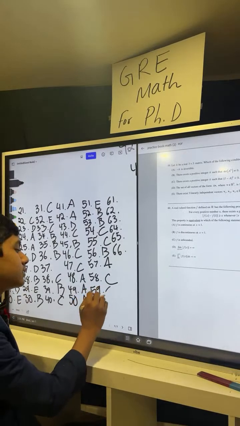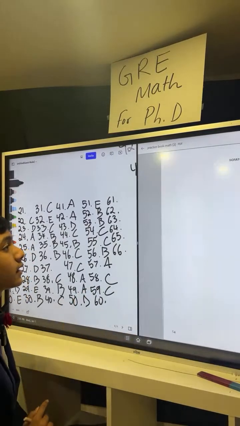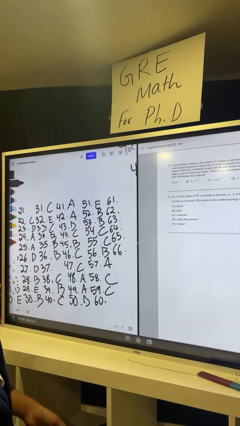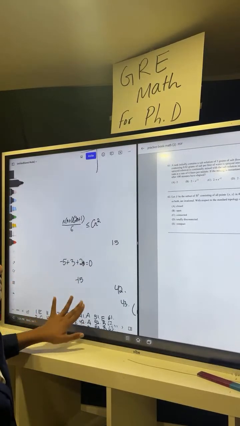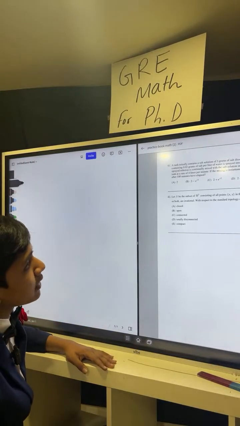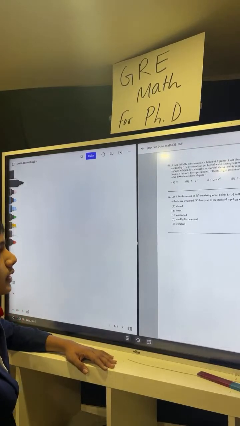I'm gonna say it's C. Okay. Oh no, not these ones. Okay, let's see. A tank initially contains 3 grams of salt dissolved in 100 liters of water. Okay.